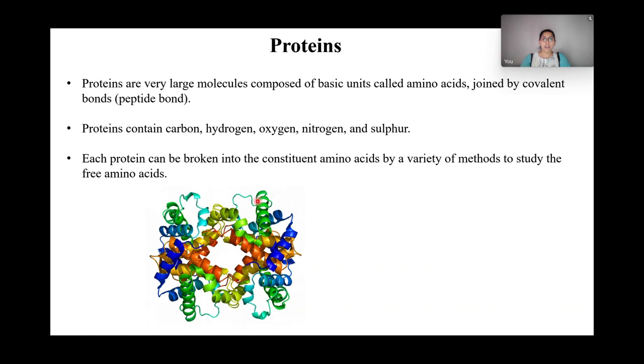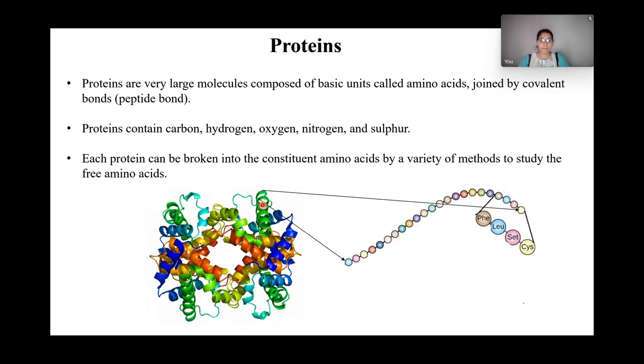Now if you zoom into one of these strands, the helix here, and try to understand how this helix looks, it is something like this. These are multiple amino acids connected to each other via peptide bonds, and as you can see, these are differently colored. This means that there are different amino acids. Each of these amino acids is different from the others. For example, here you have phenylalanine, leucine, serine, and cysteine. We'll come to all of these amino acids in a moment, but you can understand that these amino acids are all connected to each other by peptide bonds, and this is how the chain will be made up.